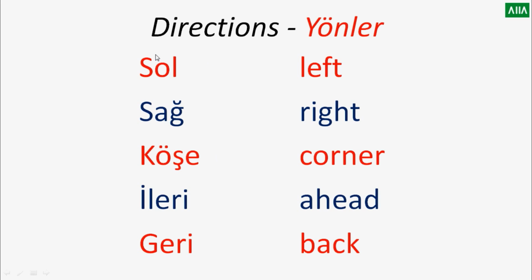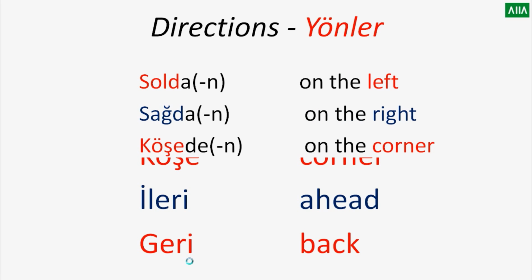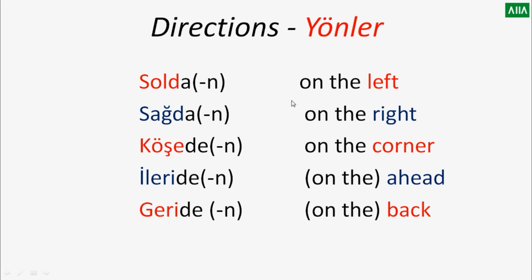Let's repeat one more time. Sol, sağ, köşe, ileri, geri. Now, let's see here with prepositions, for example, you can say on the left, on the right, on the corner. But I just wrote down on the head, on the back, which we use the same way as on in Turkish. That's why I just put it here. Probably this is not used in English. I'm not sure. I'm not a native speaker, but just in case, for you while you are learning Turkish, that's why I just put this here. If it's wrong, please let me know.